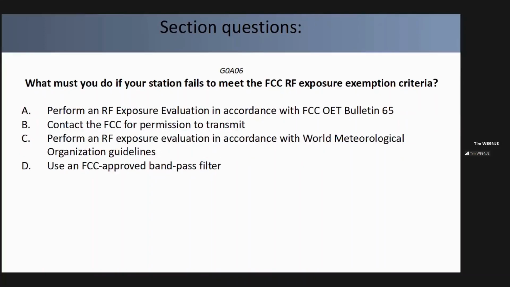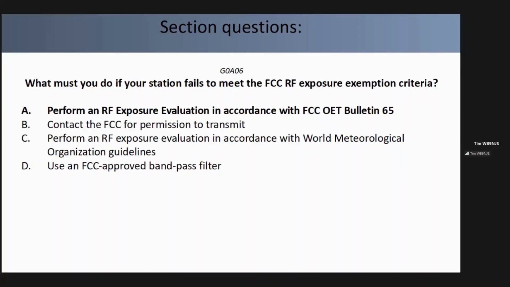What must you do if your station fails to meet the FCC RF exposure exemption criteria? Well, it's not as bad as it sounds. All you have to do is perform an RF exposure evaluation in accordance with FCC OET Bulletin 65. And remember, there's a couple of ways you can do that. You can use computer modeling. You can actually measure the strength.